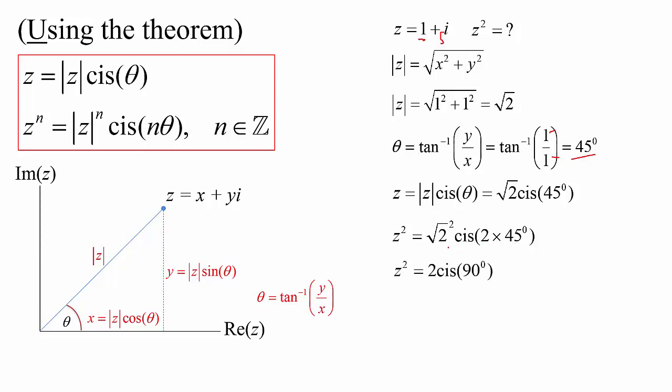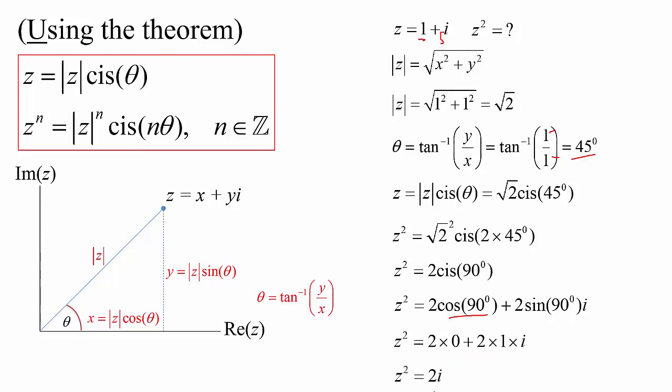And that simplifies. Square root of 2 squared is 2. 2 times 45 degrees is 90 degrees. Now writing that in expanded form, that's what we obtain. Simplifying, cos of 90 degrees is 0 and sine of 90 degrees is 1. So we have 2 times 0 plus 2 times 1 times i, which simplifies to 2i. Same answer as using the expanding of brackets method.